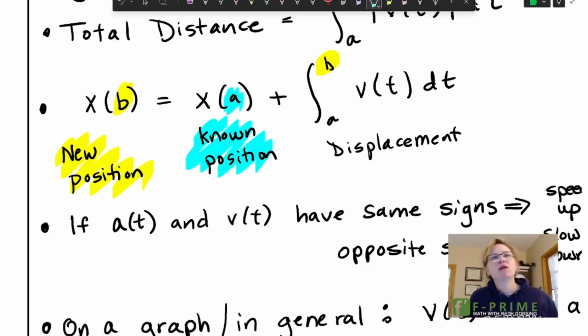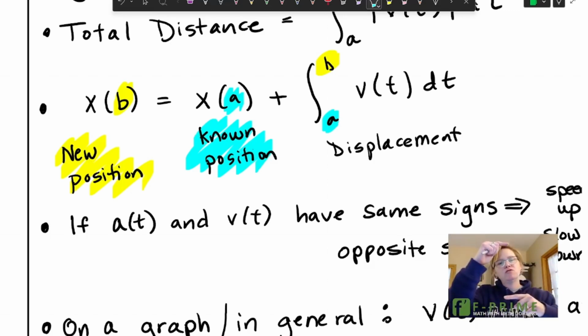A lot of times they make it easy on you, and your known position is your position at time 0, but it's just your given position or your known position. And whatever that is, in this setup, it's your known position plus the displacement. And I always make sure that whatever time my known position is, that's going to be the bottom limit of my integral.